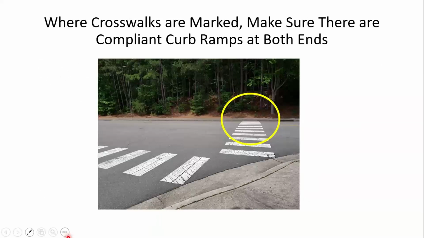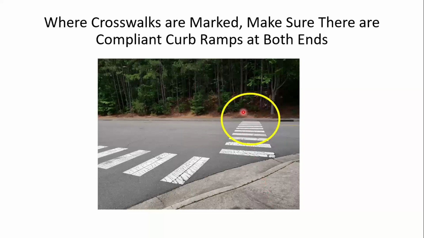Where crosswalks are marked, make sure there are compliant curb ramps at both ends. Here's a location that doesn't do what I said. Well, in several respects. Notice there is a ramp here at the bottom right. It lacks detectable warning, so it's not a compliant crosswalk in terms of PROWAG, but at least it allows the mobility impaired to enter or leave the street.